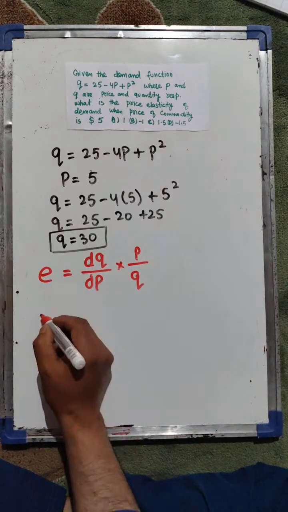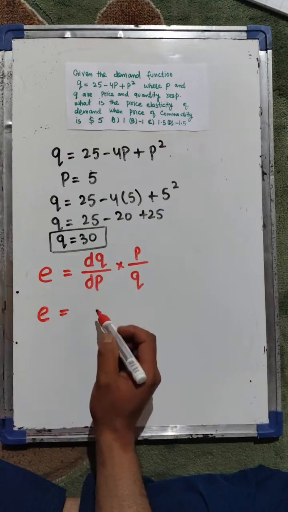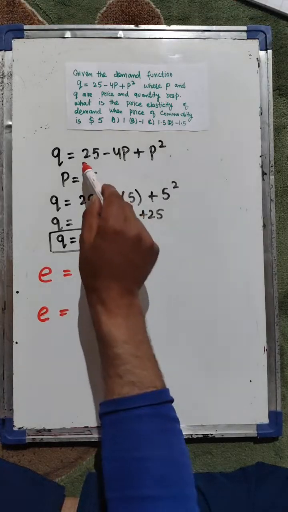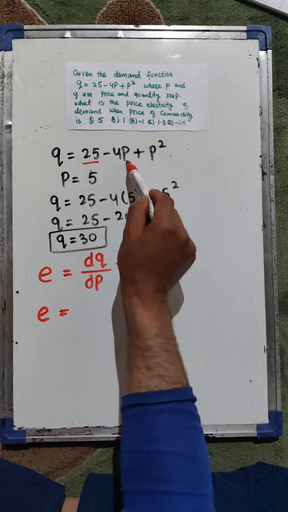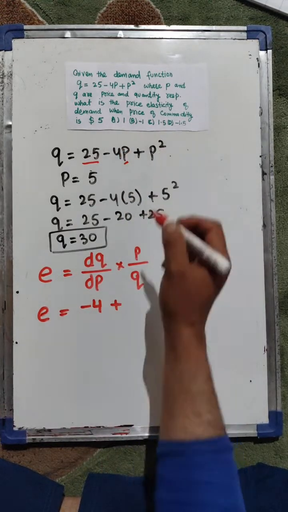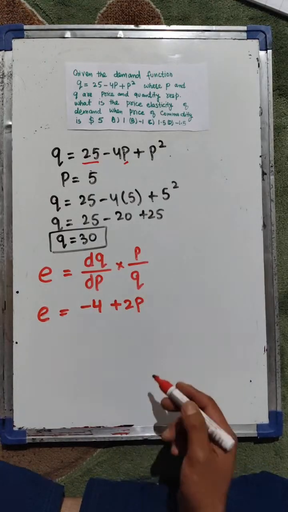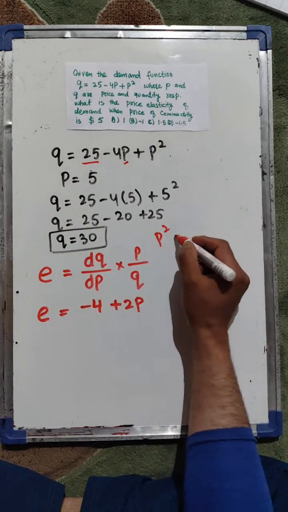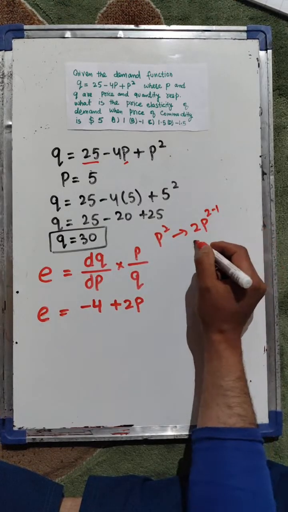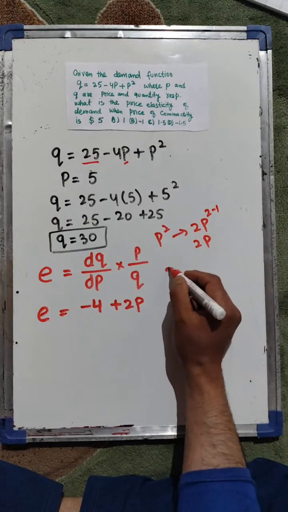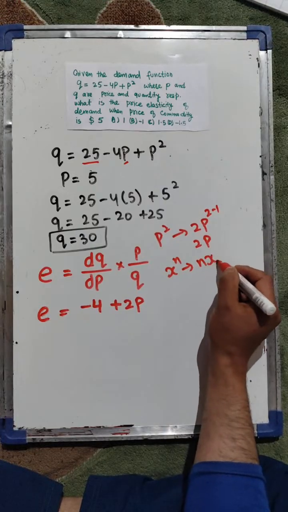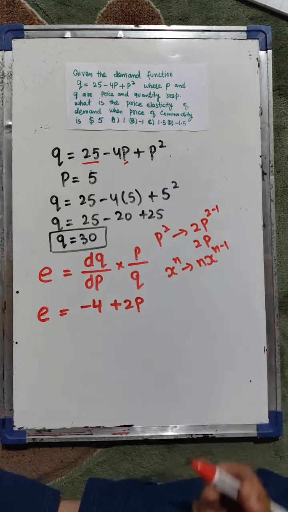So that means elasticity will be equal to dq upon dp, meaning the derivative of the demand function with respect to p, which is price here. So derivative of a constant is 0, we know it. Derivative of p will be 1 here, so we are left with minus 4 plus derivative of p square is 2p. Okay, if you are wondering how, so p square: exponent becomes coefficient and exponent is subtracted by 1, so it becomes 2p. Like if we have x to the power n, its derivative with respect to x is n times x to the power n minus 1. Okay, simple thing.